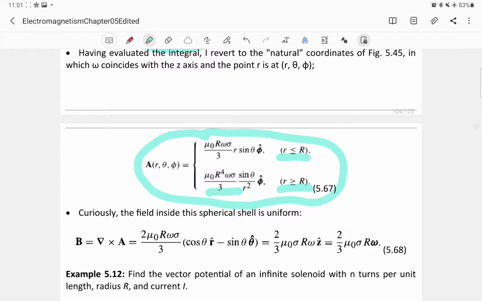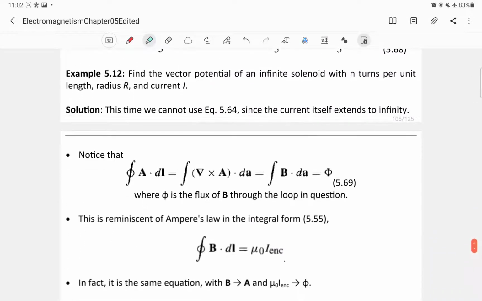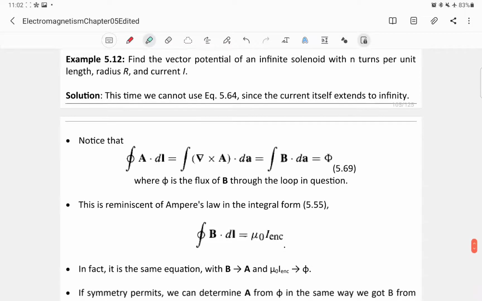So as you can see in this result, the field inside the spherical shell is uniform. If you would take the curl of A here. So that's it for example 5.11, and then we'll now go to example 5.12.